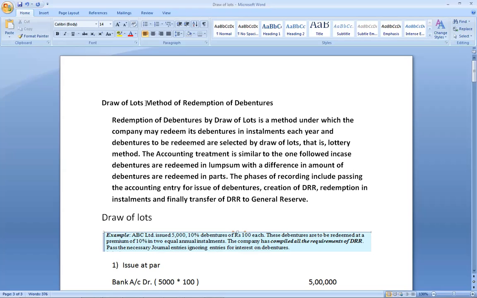Draw of lot. This is a method under the redemption of debenture. This is a second method. We have studied the lump sum method, where we make a bullet payment at the end of the maturity, at the end of the tenure of the debenture.